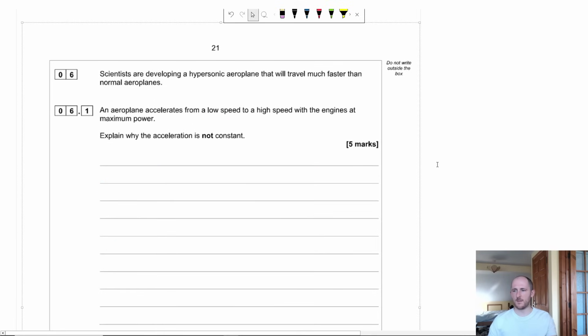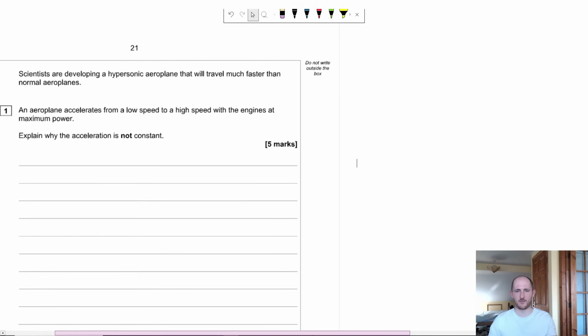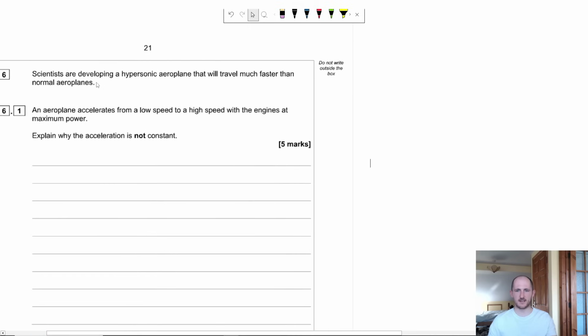This question, I'm actually going to write the answer along the side because I think it will make my handwriting a bit easier if I'm not actually using my handwriting. But scientists are developing a hypersonic aeroplane, so faster than the speed of sound, that will travel much faster than normal aeroplanes. An aeroplane accelerates from a low speed to a high speed with the engines at maximum power, but why is the acceleration not constant?